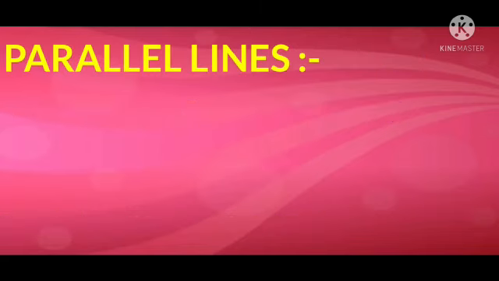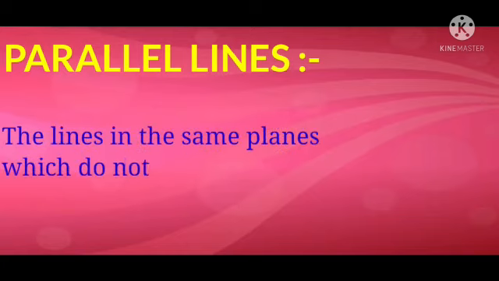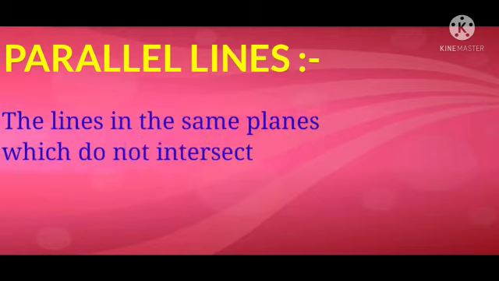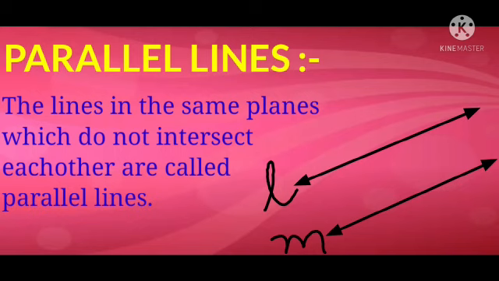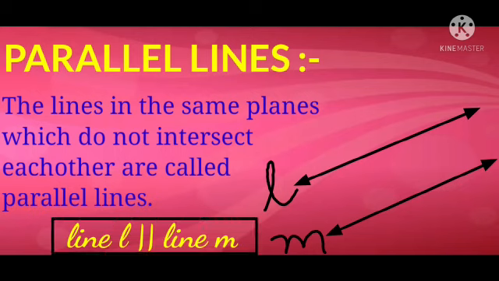What is parallel lines? Parallel lines: the lines in the same plane which do not intersect each other are called parallel lines. Line L and line M are parallel lines is written as line L parallel line M.